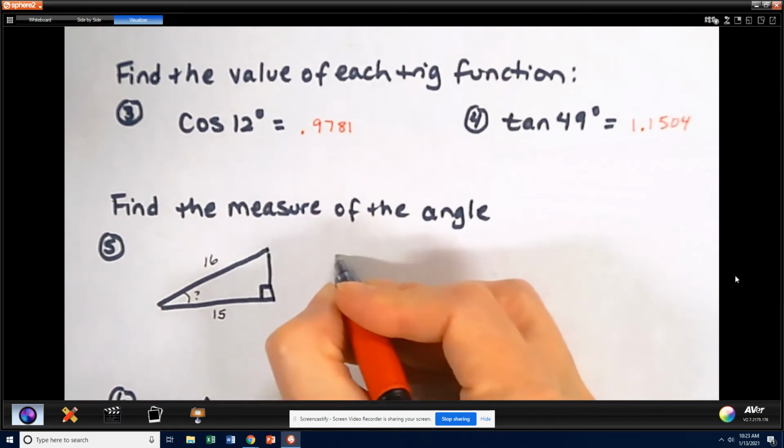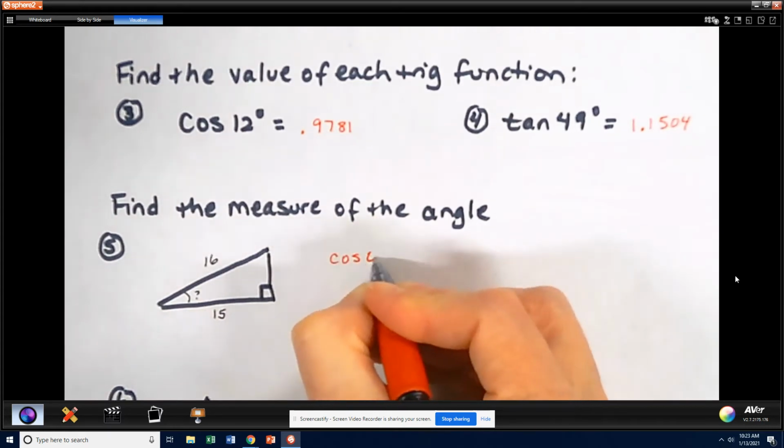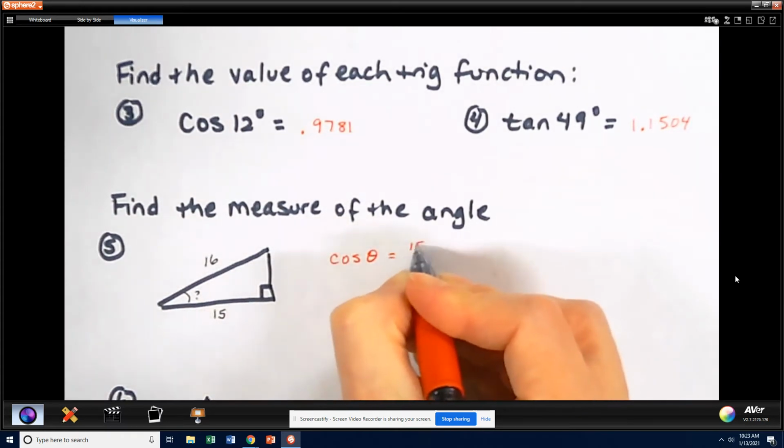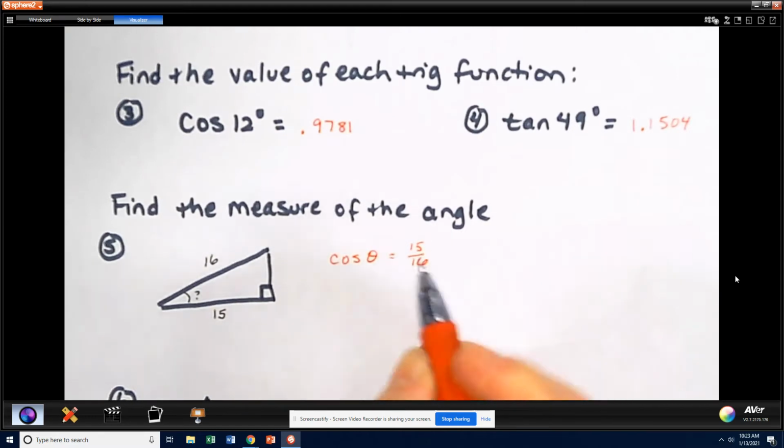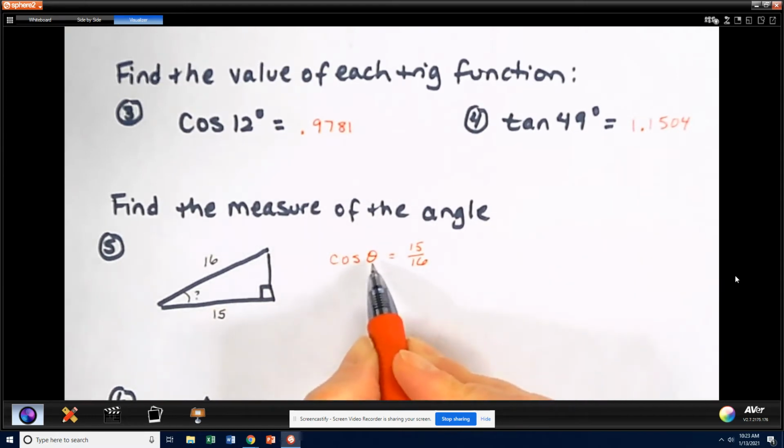So indeed, you're going to be using cosine of my unknown angle is equal to adjacent over hypotenuse. I use this symbol for my angle. It's called theta. It's a Greek letter. It's frequently used for our variable when we're doing trig, and the angle when we're doing trig. So I want to find that measure.